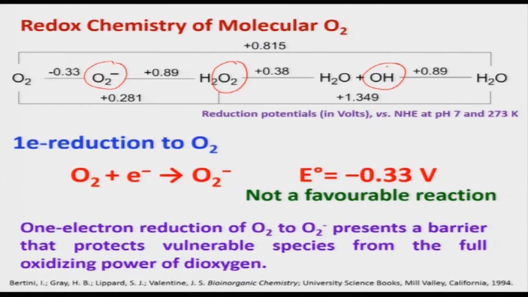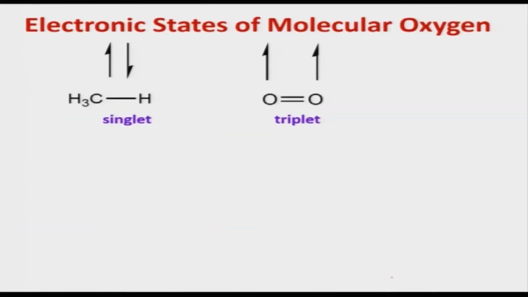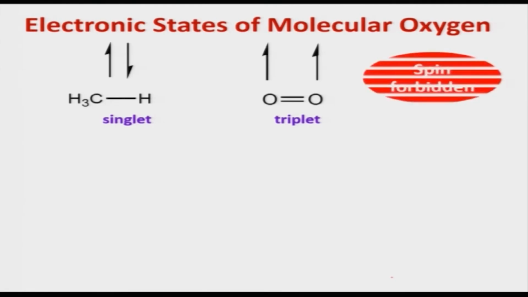As I discussed in my last lecture, dioxygen is in the triplet state, while the organic molecule is in the singlet state. So, it will not react, and this is because it is spin forbidden. So, the triplet state of dioxygen has to convert to the singlet state to react with an organic molecule.